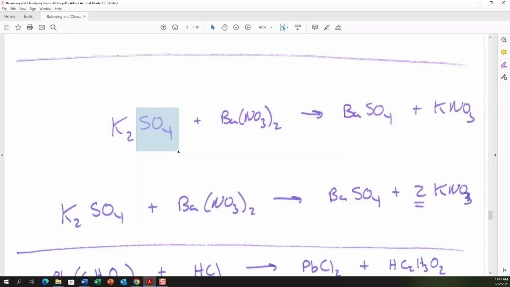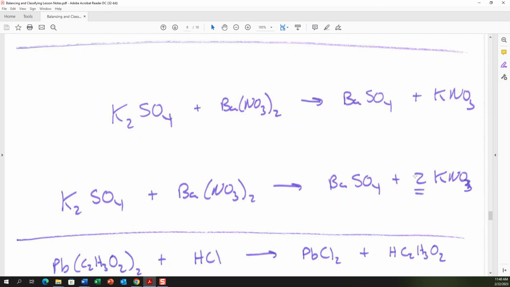Treat this as 1 sulfate, right? Don't treat this as 2 nitrogens and 6 oxygens. Treat this as 2 nitrates. So let's go back and forth. 2 potassiums, 1 potassium. Notice I had to put a 2 here so I could get 2 potassiums. Now let's keep going down the list. So my potassium's balanced with a 2 there.